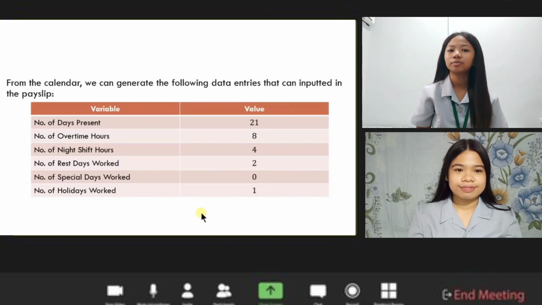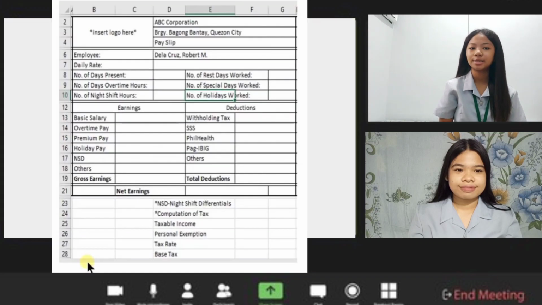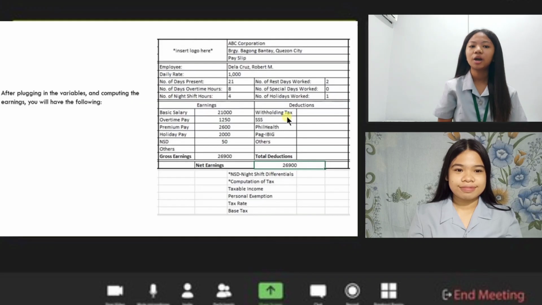His number of night shift hours is 4 because he worked from 10 p.m. to 11 p.m. Next, the number of rest days work was 2. Then, the number of special days work was 0. And the number of holidays work was 1. So, we have the following example of a payslip or its spreadsheet. After plugging in the variables and computing the earnings, you will have the following.